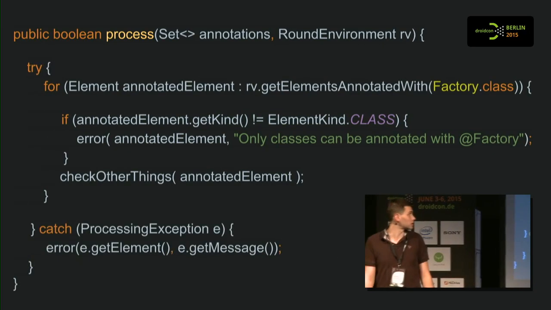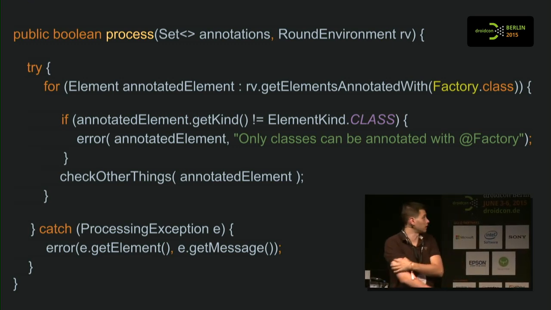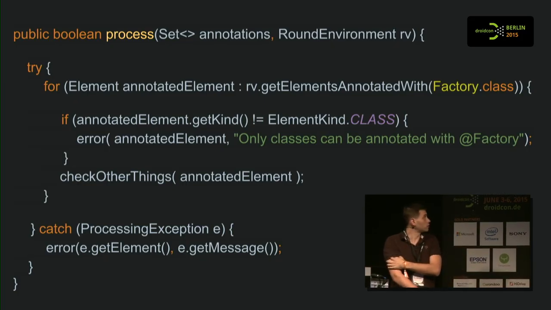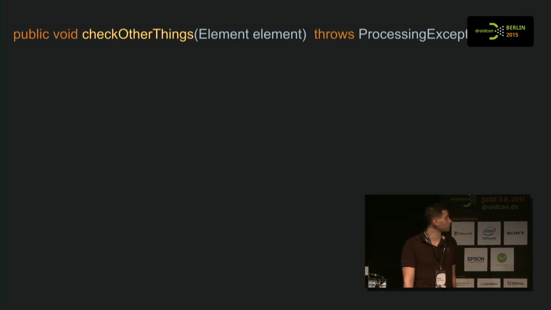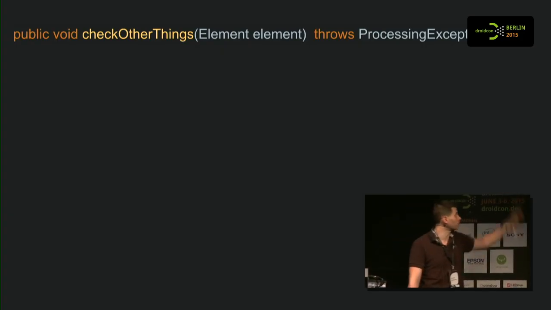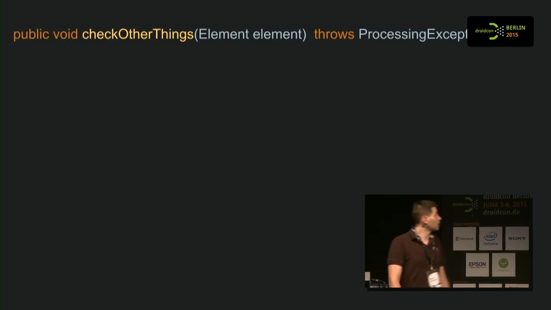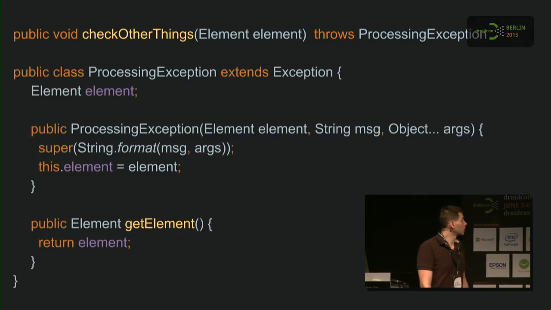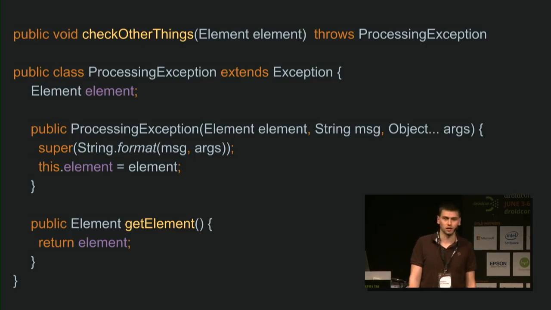So my recommendation here is to use a try-catch block. Basically, surround your process method with a try-catch, or put a try-catch into your process method, and now instead of returning true or false or something like that to indicate to the calling method that checkOtherThings has handled an error, throw a ProcessingException. And ProcessingException is basically just a class like that. It contains a message and the element which has caused the error.